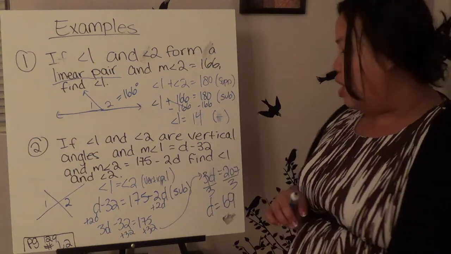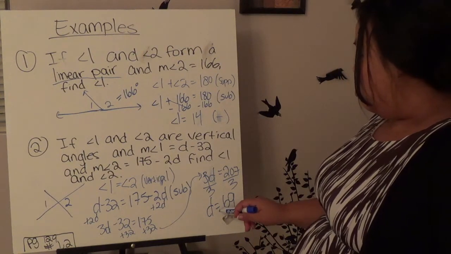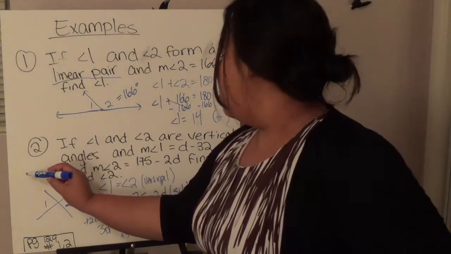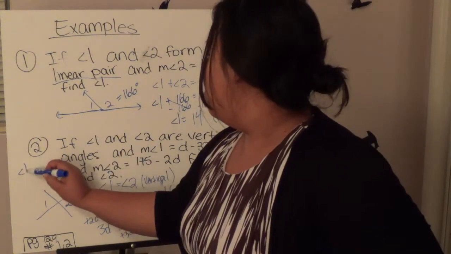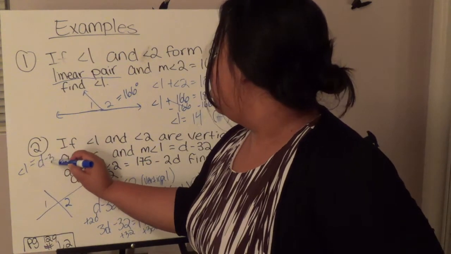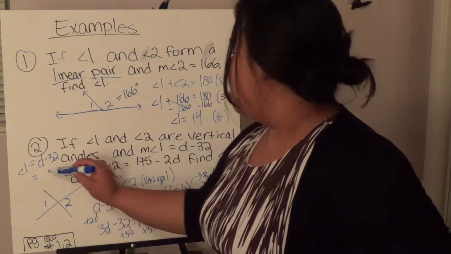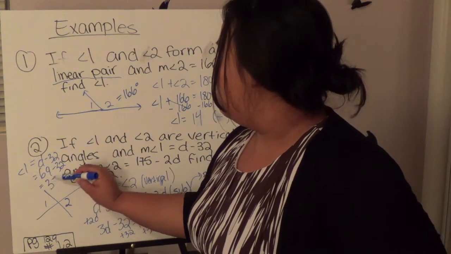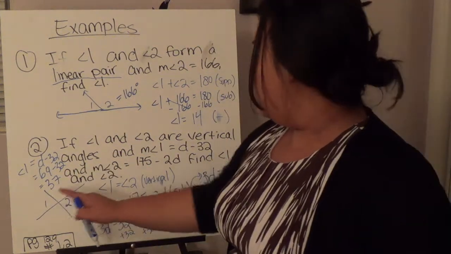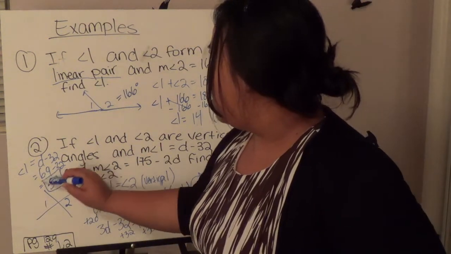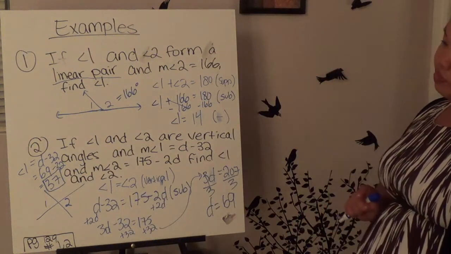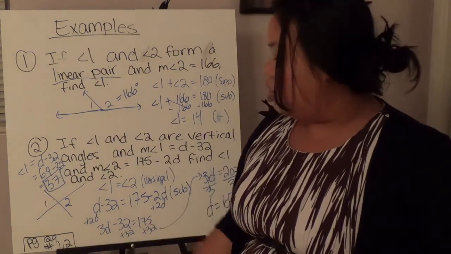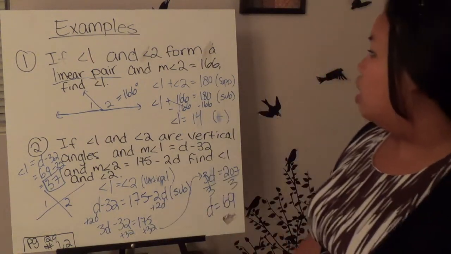So how would I go about doing that? Well, I'm going to take this and I'm going to plug it in for d. It doesn't matter which one because they're supposed to be equal. So this one is angle 1 equals d minus 32. So I'm going to replace d with 69, so 69 minus 32, which would give me 37. So because angle 1 is 37, angle 2 is 37, so both of my angles are 37. So go ahead and try page 129, number 1 and 2, and bring that into class.